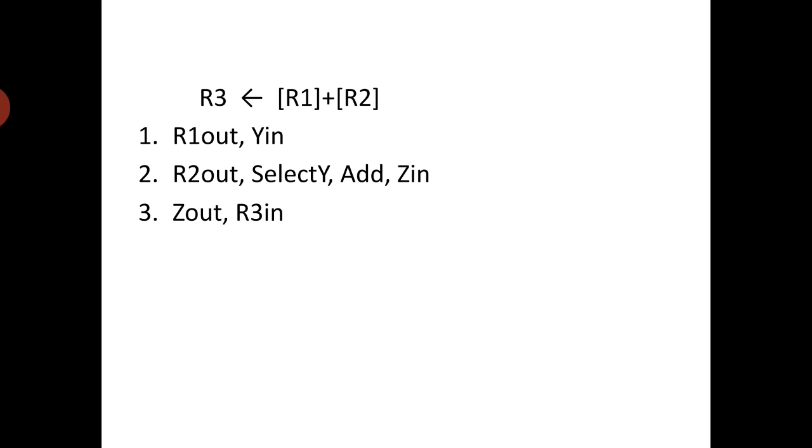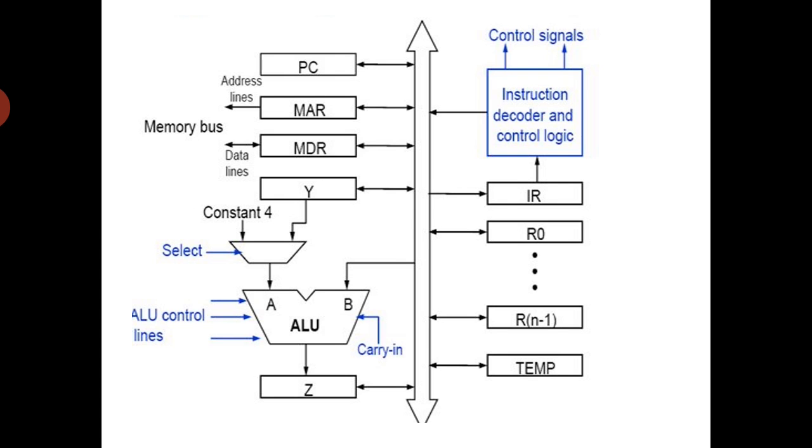Now in the third step, what do we have to do? In our instruction we have to add R1 and R2. We have added R1 and R2, and now that result is stored in the Z temporary register. But in our instruction, the sum result has to be stored in the R3 register. Now the output from the ALU is stored in the Z register. Now what do we have to do?